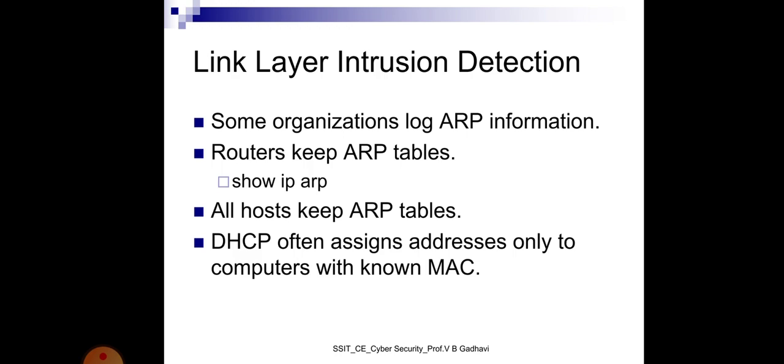Some organizations log ARP information. Routers keep ARP tables, which show IP, Internet Protocol. All hosts keep ARP tables. The records or data are saved and stored in a particular data structure or matrix in the form of a table. DHCP often assigns an address only to a computer with a known MAC.